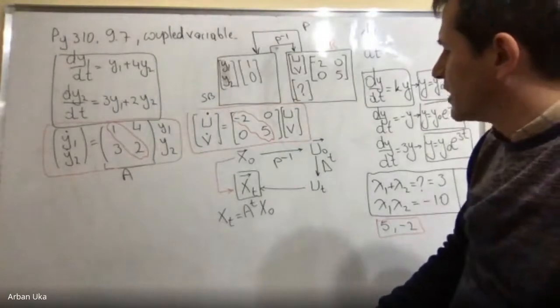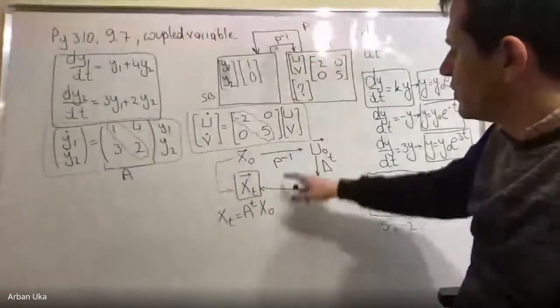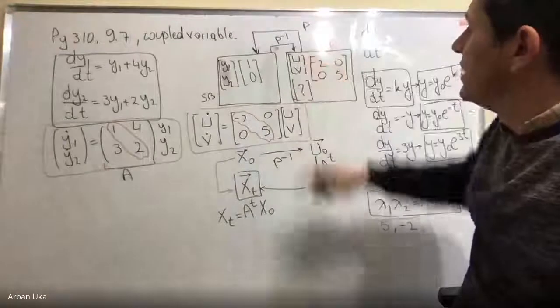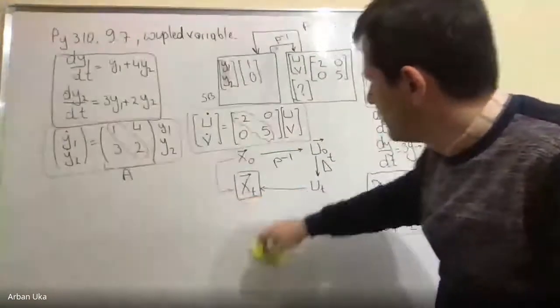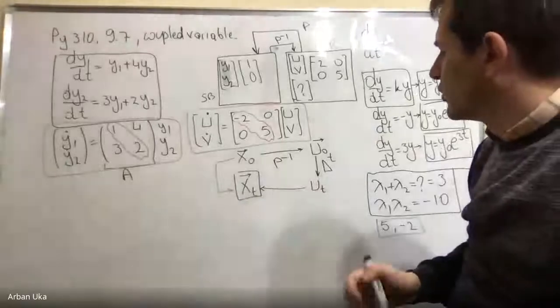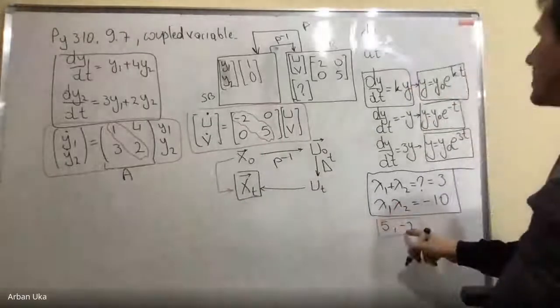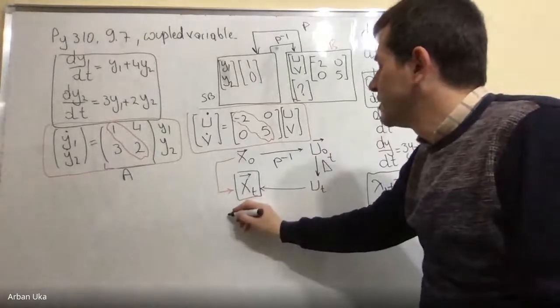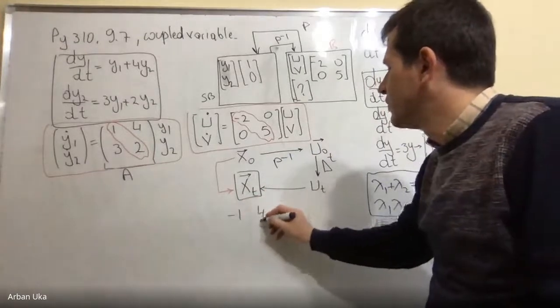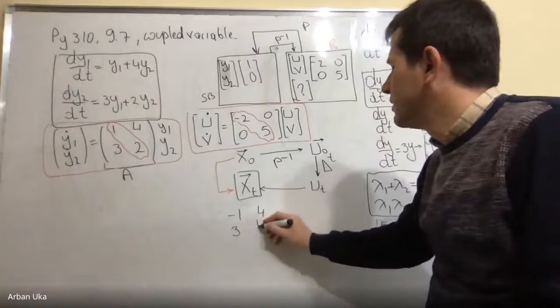Now, what should we do next? Next, we need to carefully determine what is P and P inverse. So how can we do it? So let me erase this one for a moment. So this is a general picture. We're looking for P. Let's pick up the first eigenvalue, which is minus 2, which means that we have 1 minus minus 2, minus 1, 4, 3, 4.